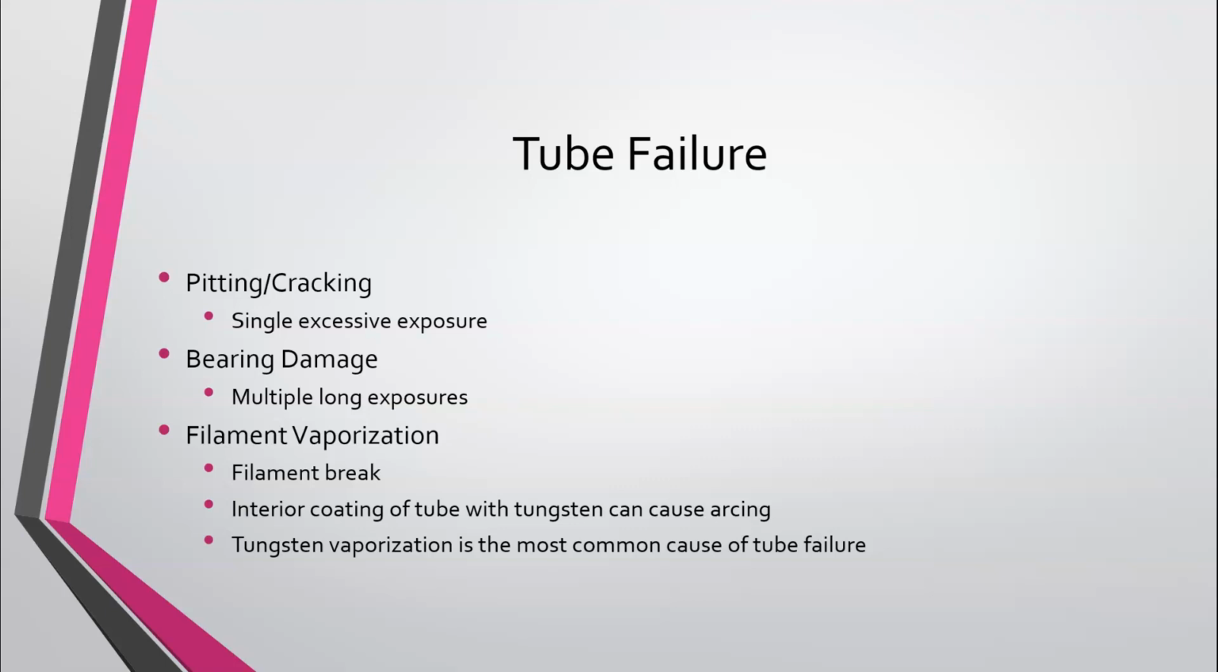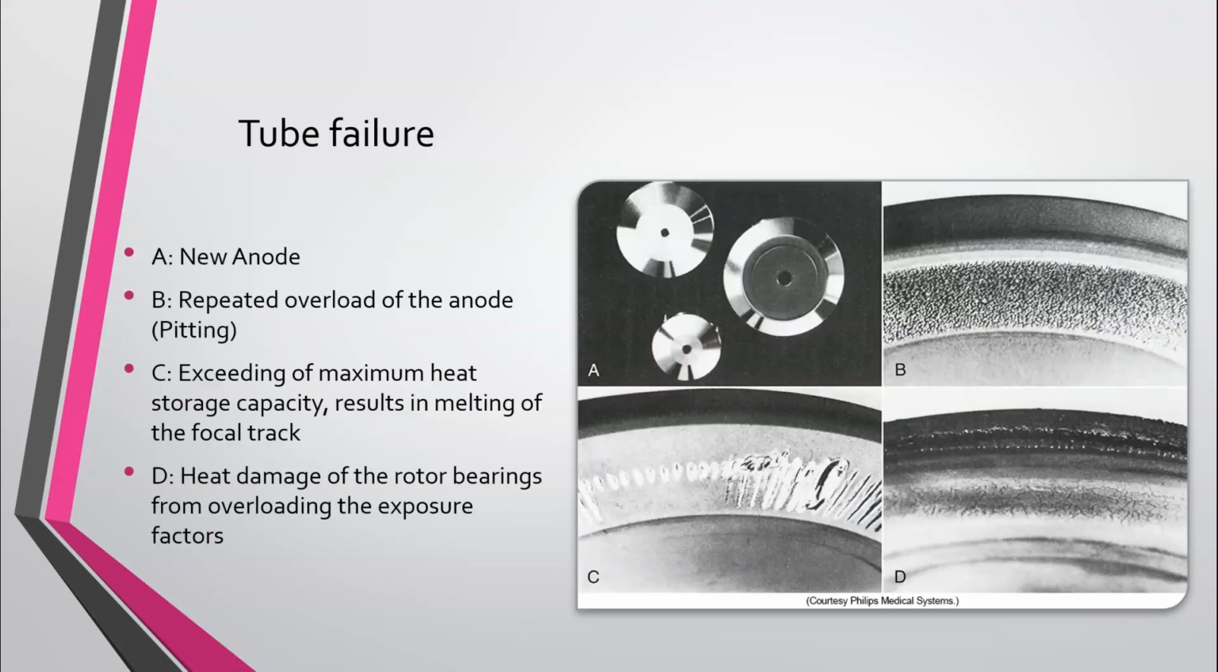So filament vaporization, we've talked a lot about that. That is your tungsten vaporization. It may vaporize so much that your filament may break, right? And it also coats the inside of your tube. Okay, and then when you hit expose, it'll arc over to the tube instead of to the anode. Okay, so tungsten vaporization is the most common cause of tube failure. Don't get that wrong.